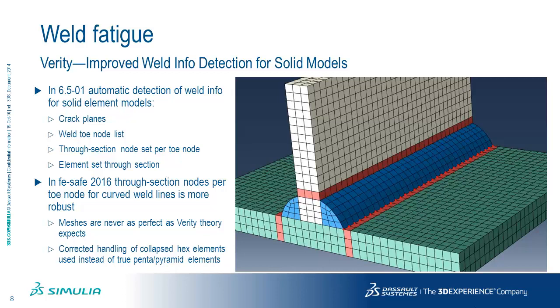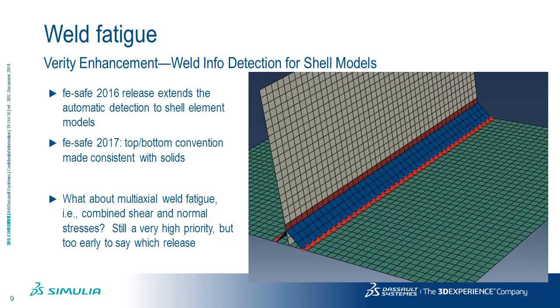We also did a couple of other robustness improvements in the Weld Finder, and we've actually been doing even more in 2017. So we had started with the Weld Finder for the solids. In 2016, we added a Weld Finder for shells. We also, in 2017, discovered we had a bit of an inconsistency with the solids between top and bottom conventions, and we straightened that out.